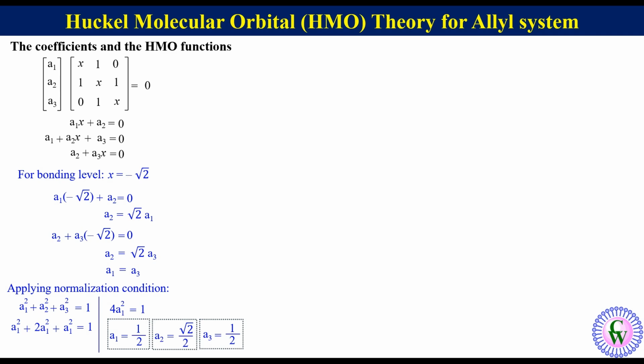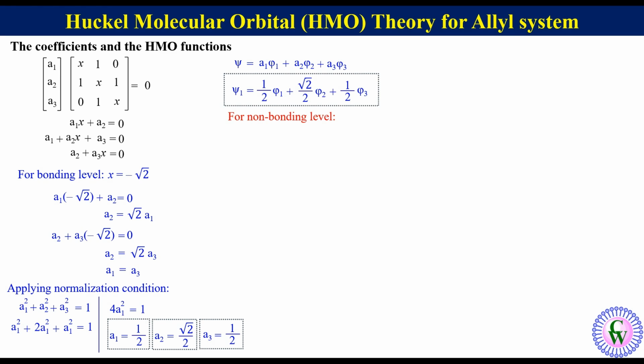We know that the Huckel molecular orbital psi is equal to A1 phi 1 plus A2 phi 2 plus A3 phi 3. So putting the values of A1, A2 and A3 will give the function for the bonding orbital as psi 1 is equal to 1 upon 2 phi 1 plus root 2 upon 2 phi 2 plus 1 upon 2 phi 3.